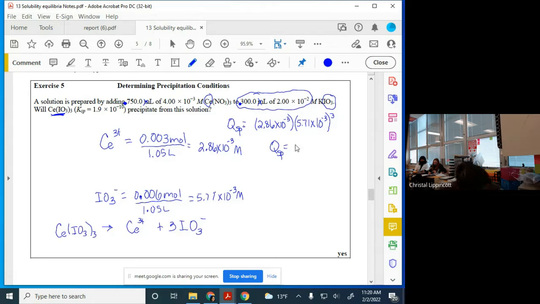All right. So when you get that calculated, you should end up with 5.33 times 10 to the minus 10. What are my units? None. It's Q. Good. Okay, so now we're going to look at our K versus Q. Well, our exponents are exactly the same. So if we just compare 1.9 and 5.33, which one's greater? Q. So that means it's going to go this direction. If it goes that direction, then it's going to make more solid. And yes, a precipitate will form.